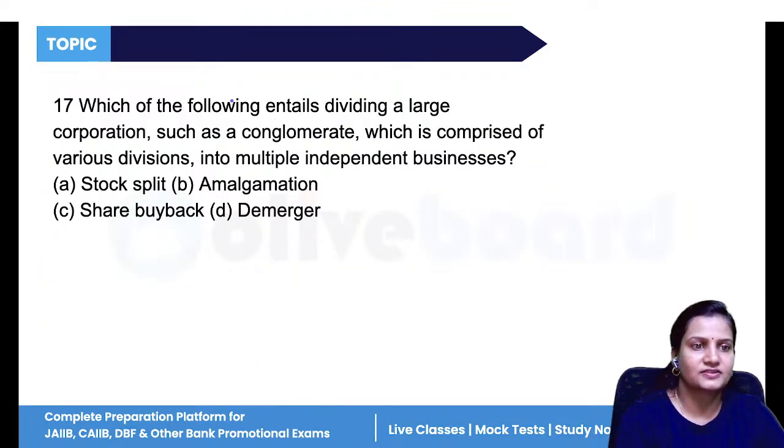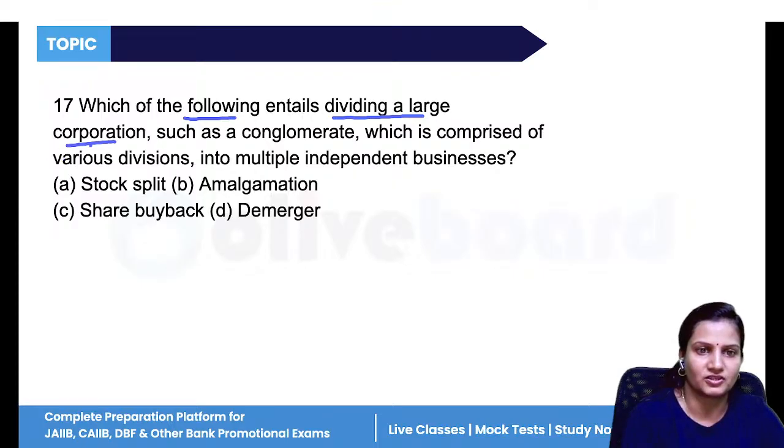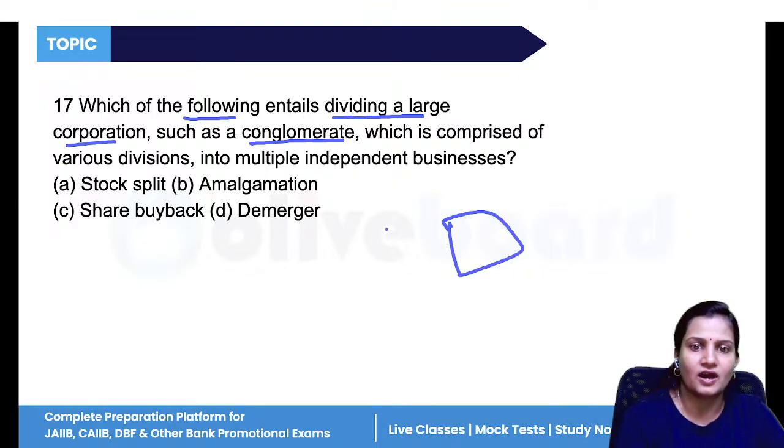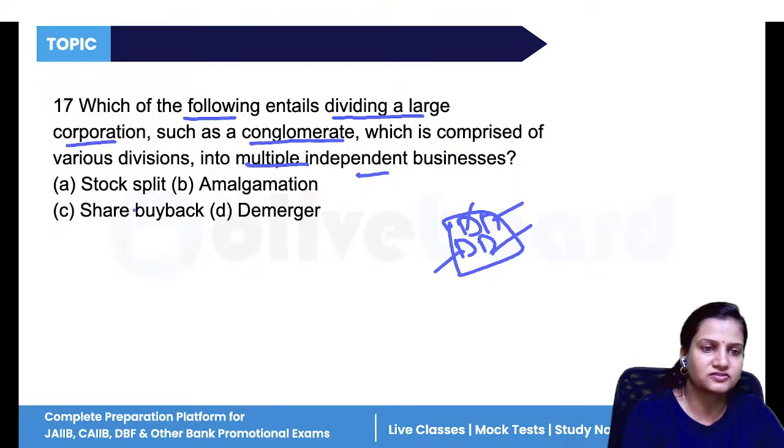Now, next, which of the following entails dividing a large corporation, such as a conglomerate? A large business is there. Now this business is dividing into multiple independent businesses. Multiple independent businesses this company is dividing. What is this known as: stock split, amalgamation, share buyback, or demerger?